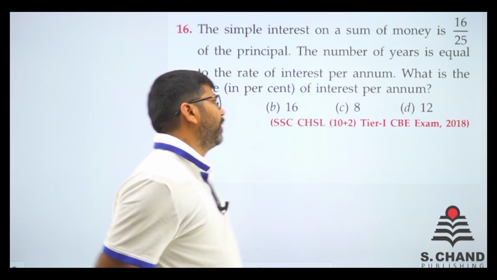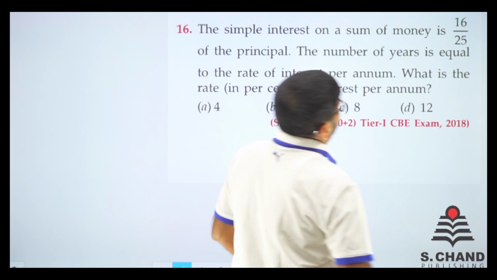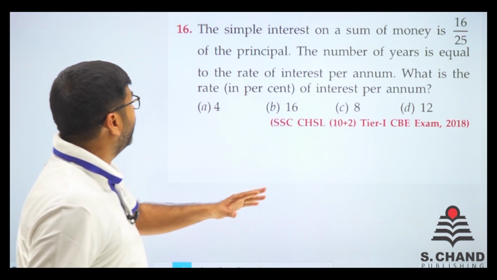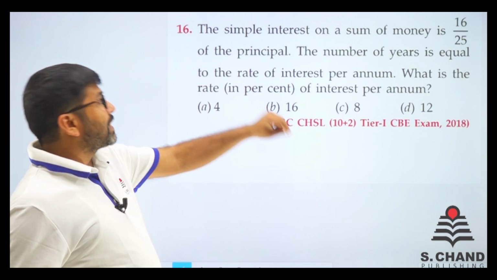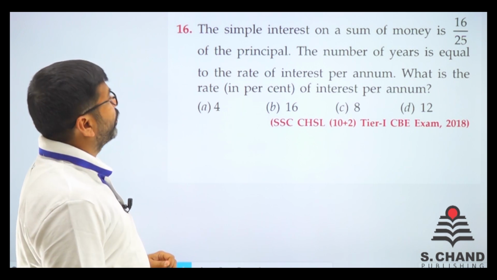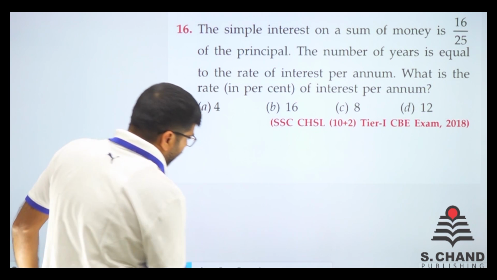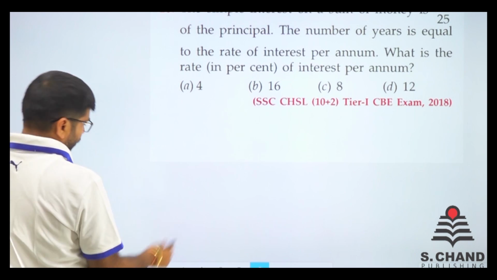And yes, move ahead. Next question is question number 16. The simple interest on a sum of money is 16 by 25. That SI is given. SI is 16/25 of principal. The number of years is equal to the rate of interest per annum. What is the rate of interest per annum? Let's see. I just try it out.